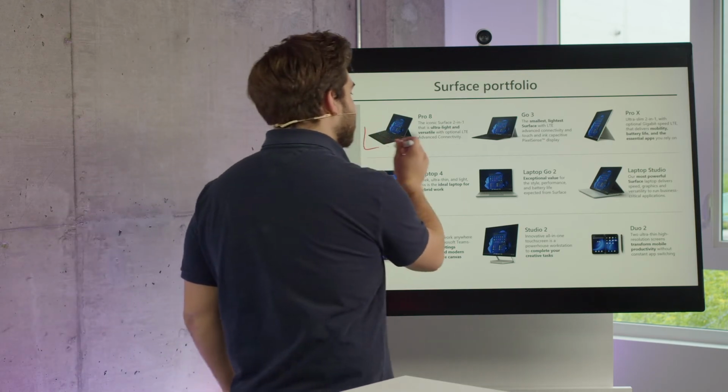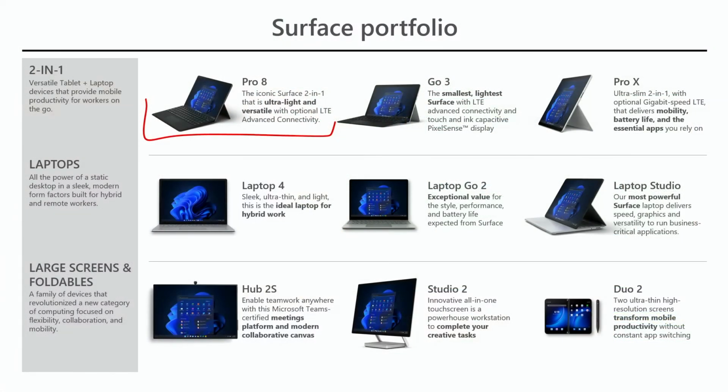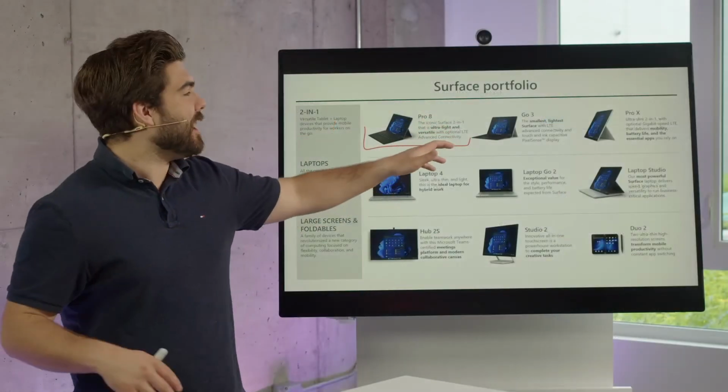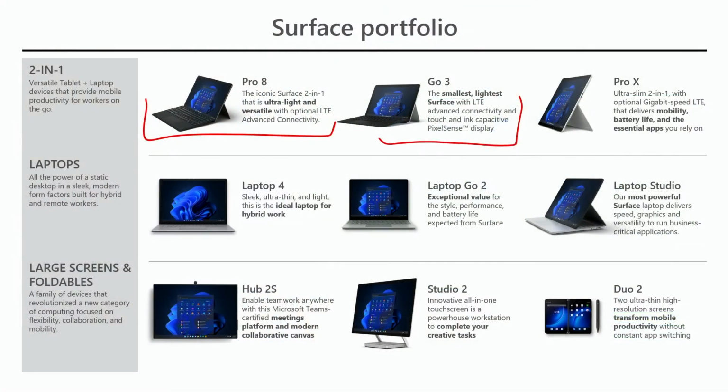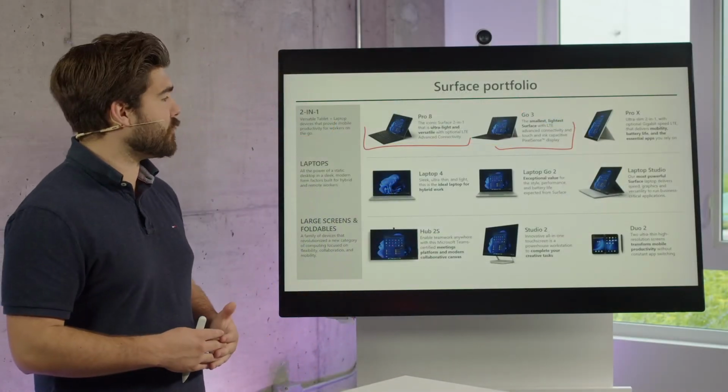We have the Pro 8, which is the latest in our Surface Pro line. It's actually the first major physical redesign of the Surface Pro line, offering more screen space, but still with that 2-in-1 iconic Surface aspect ratio. We also have our Go 3, which is the smallest and lightest Surface device yet. It has LTE advanced connectivity and touch. It has that PixelSense display for inking. These are great to slide into a work bag and to move around your day-to-day.